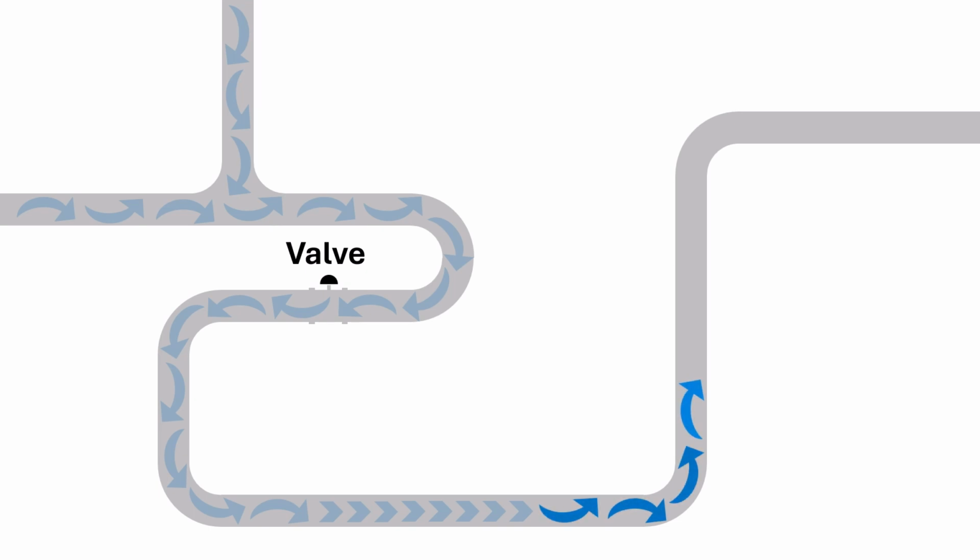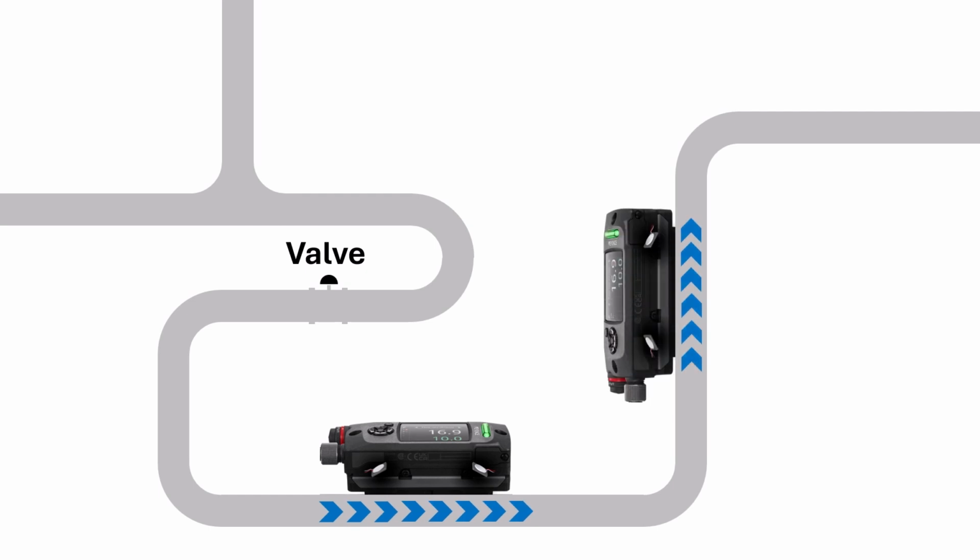Now there's a long vertical section with flow going upwards. This is another great mounting location as gravity helps reduce turbulence and create laminar flow. And once again, avoid mounting near bends in the pipe. As a recap, long straight pipe runs are ideal mounting locations, especially horizontal pipes or vertical pipes with flow going upwards.